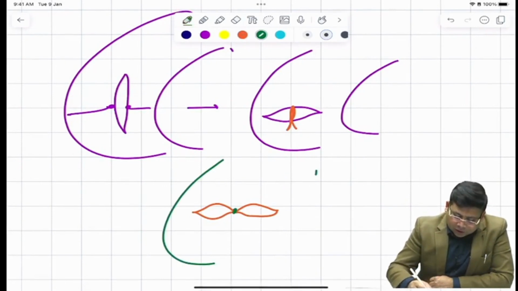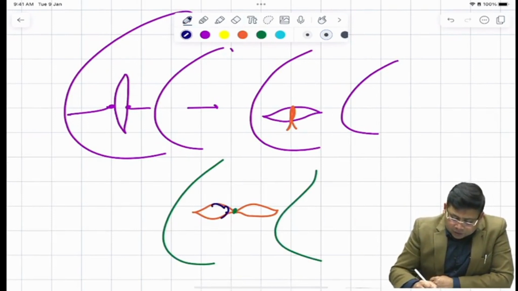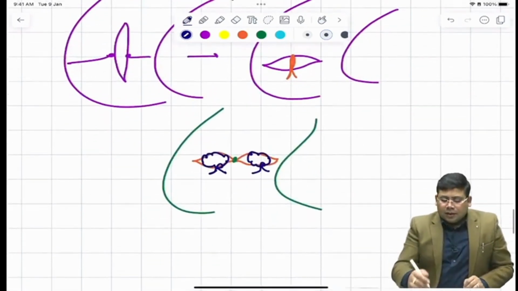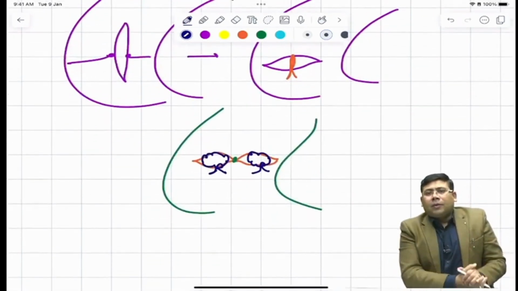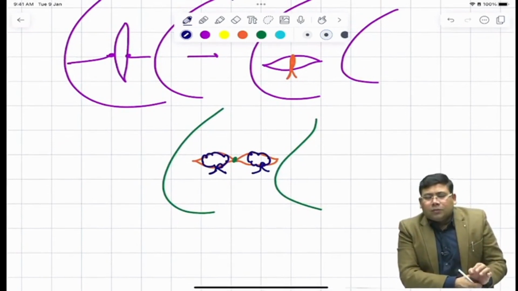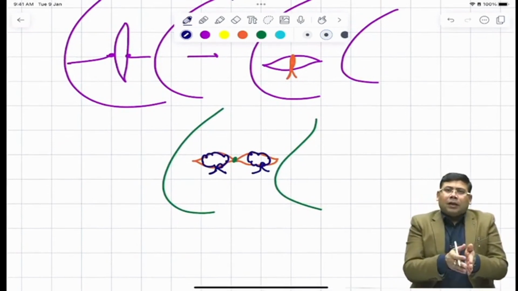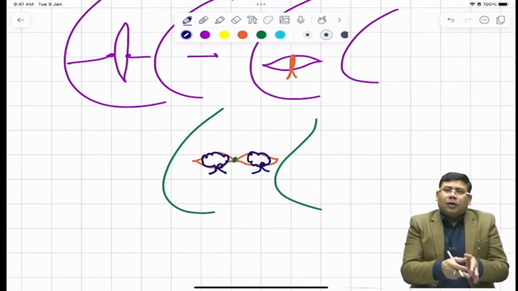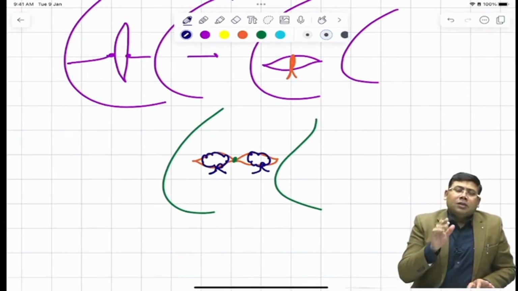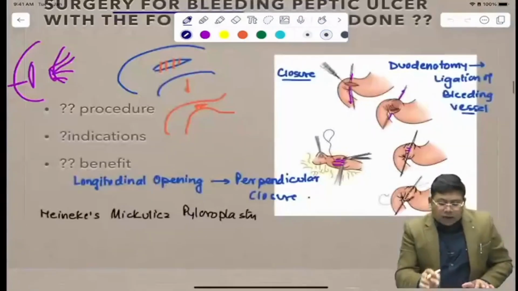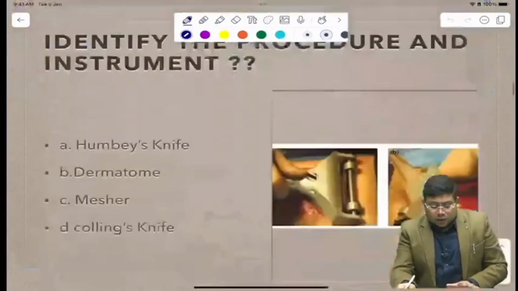So I'm closing the duodenum. I'm closing it like this. And now I will take one purse string suture and ligate it here. So eventually this is how the duodenum is closed. We understand and utilize one property: if you are opening the duodenum longitudinally, close it perpendicularly. This is the only way of closing the small gut, especially when we talk about the duodenum.